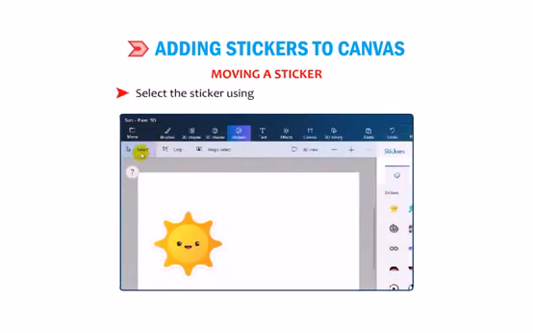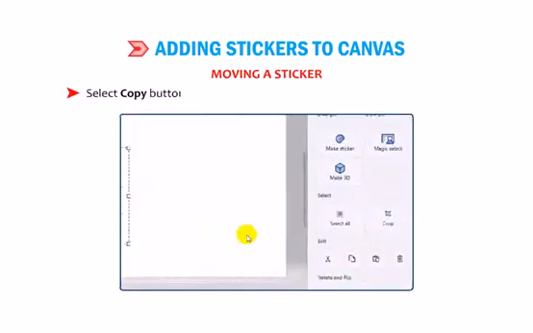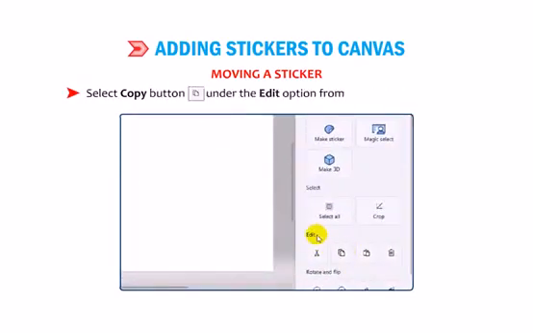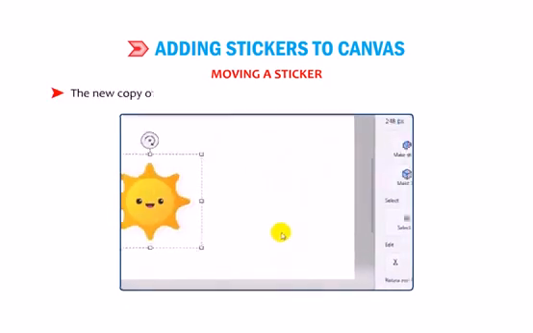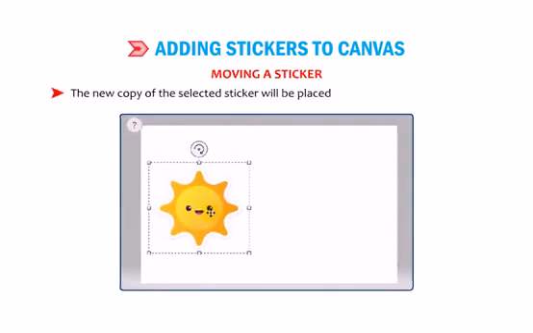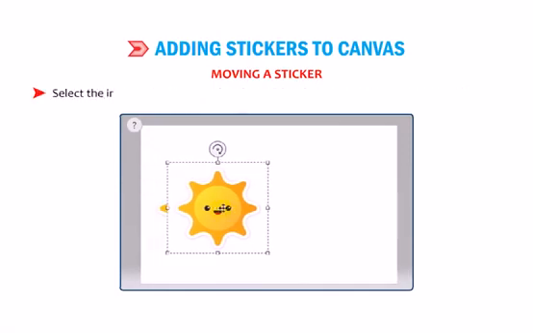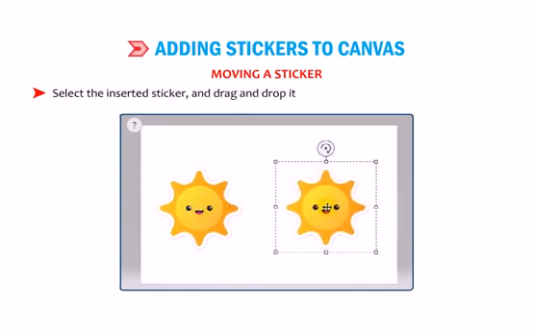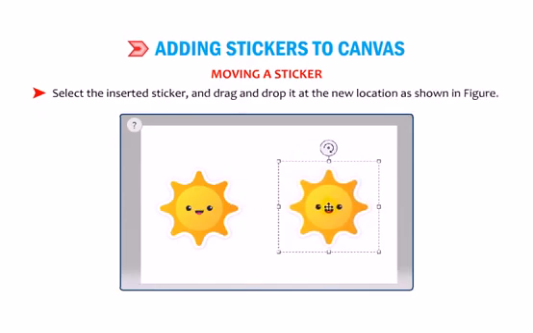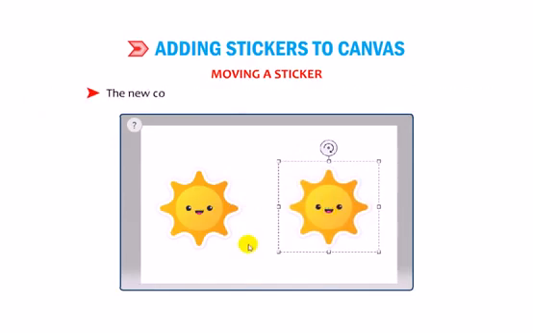Select the sticker using Select tool from the top menu. Select Copy button under the Edit option from the 2D selection panel. Now click on the Paste button. The new copy of the selected sticker will be placed over the pre-existing sticker. Select the inserted sticker and drag and drop it at the new location as shown in figure. The new copy will be placed at the desired location on the canvas.